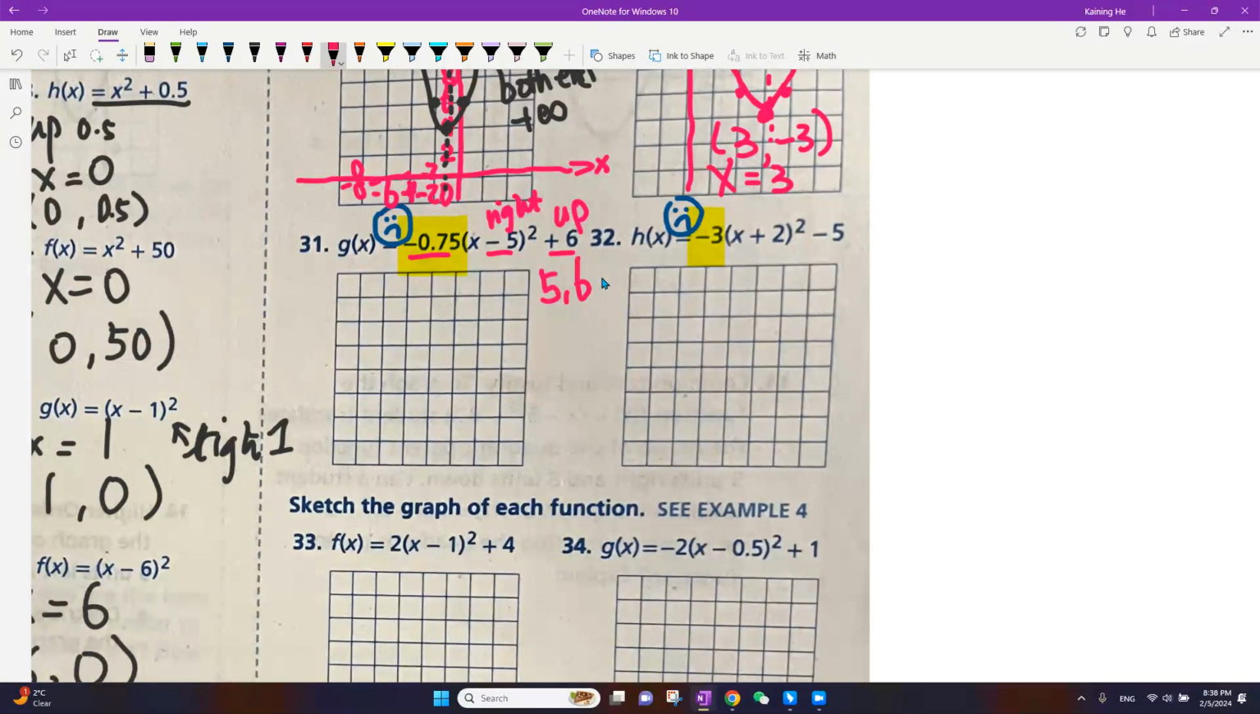That means my x is equal to positive 5. So based on that, I'm having a point of 5 comma 6. It should be something on the right side, upper right side.